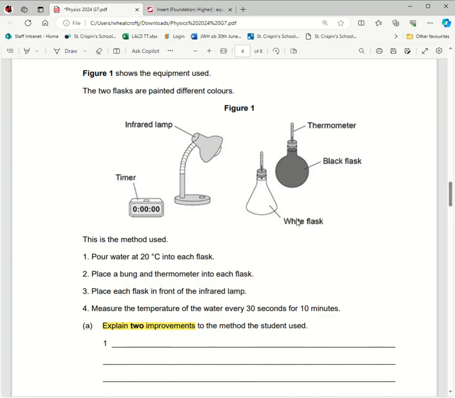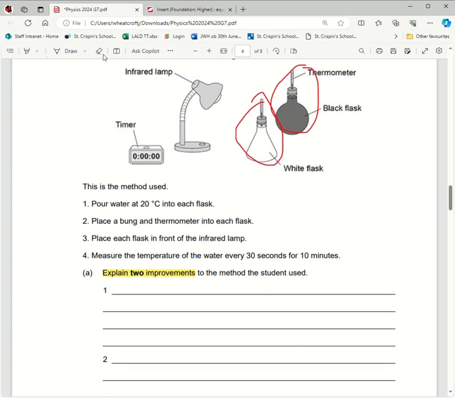And for me, the most obvious thing that I can see when I look at the equipment is that this flask and this flask are clearly very different in shape, and that is going to be a variable that should be being controlled. So the first thing would be that both flasks should be the same size and shape.